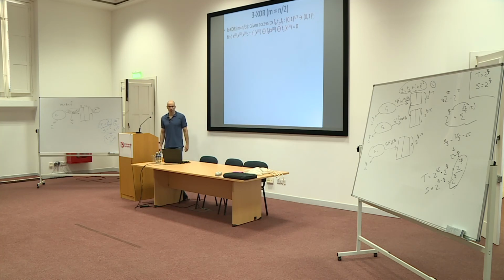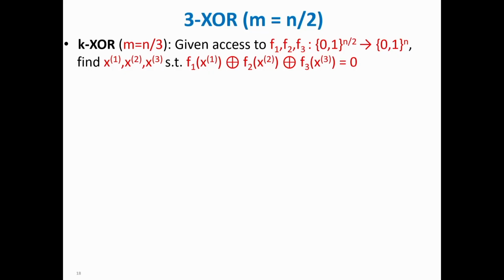I talked about k-XOR and the regime of M equals N over 3. So now let's see what we can do when we increase the domain size. Is this still the best known in this regime? Yeah, that's the best known algorithm for the parameter of M equals N over 3. That's kind of the single solution regime. This is the best known algorithm in terms of time and space.